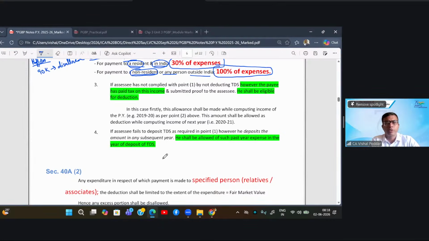Kishore, you had raised your hand now. Do you have any query, beta? No? Okay.